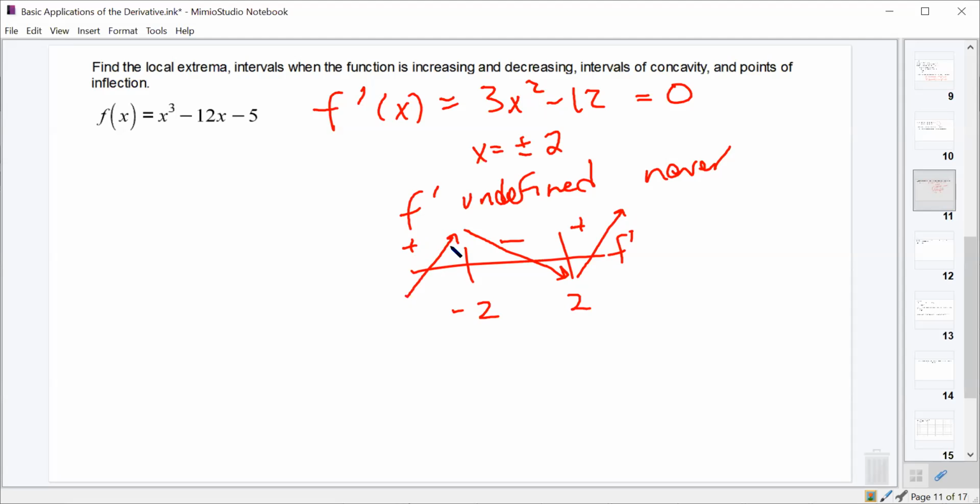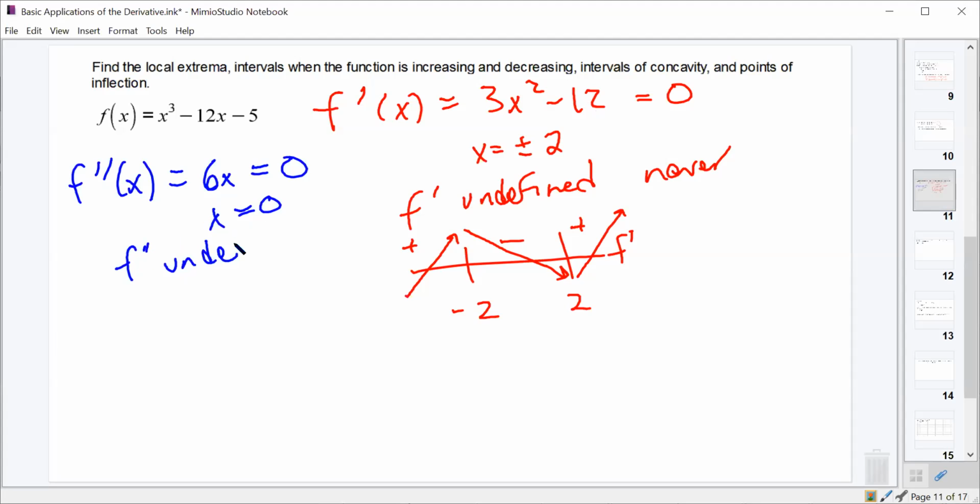Tells us that we have a local maximum at -2 and a local minimum at +2. So far, so good. We'll write all the stuff out at the end once we've done all the work. All right, next thing we'll do is look at f double prime of x. What's f double prime? Derivative of f prime, which should just be 6x. And when does 6x equal 0? When x is 0. And when is this undefined?